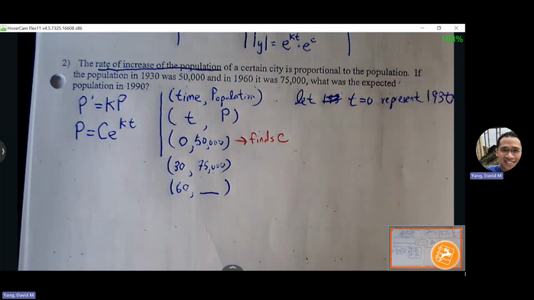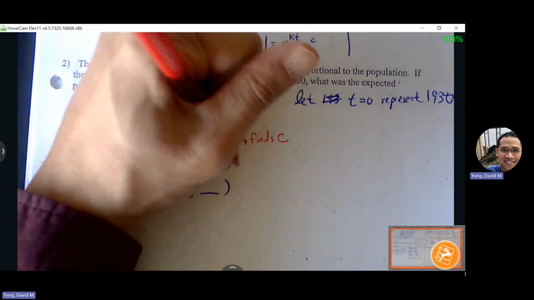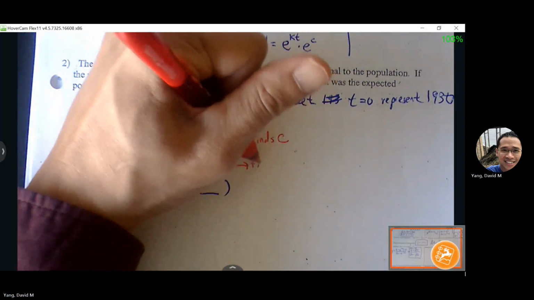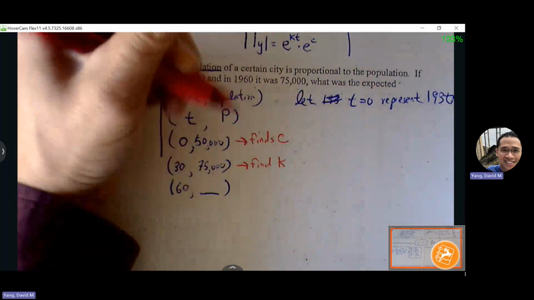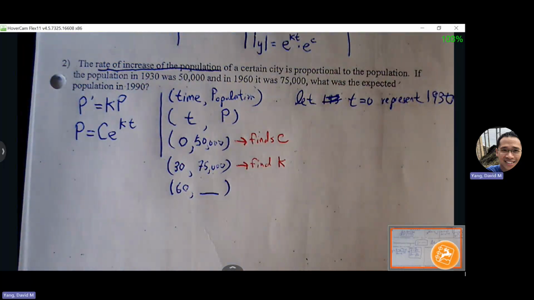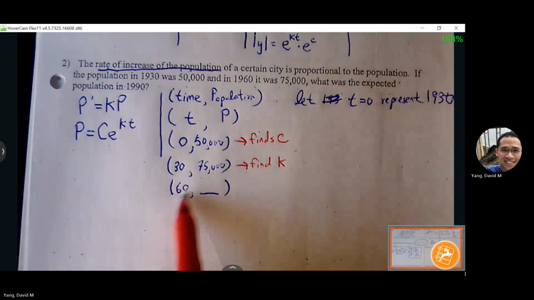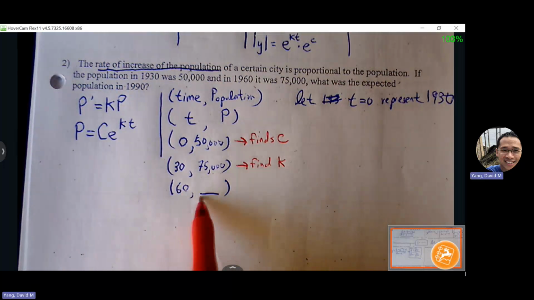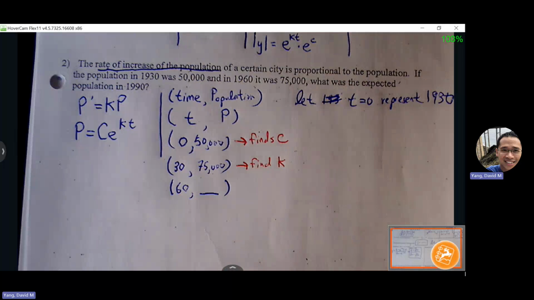And usually the order is we find the C value, we update the equation, and then we use the other ordered pair to find the K value. We update the equation, and once we have the specific equation, then we can use it to make further predictions: give it a T, and find the P.